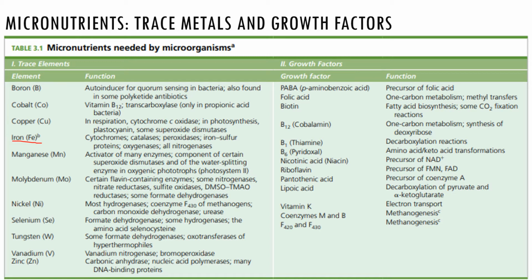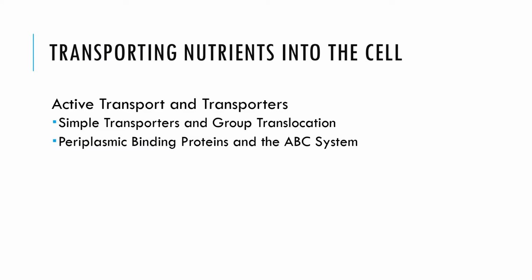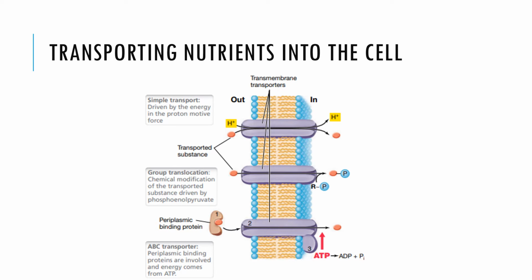If a cell is to grow and divide, it must take up its macronutrients and micronutrients from the environment. But this process is not as easy as it may seem, primarily because of the impermeability of the cytoplasmic membrane and the fact that the concentration of a given nutrient in the cytoplasm must often be much higher than its concentration in the environment. How are nutrients transported into the bacterial cell? In this section, we will discuss active transport and transporters, simple transporters and group translocation, periplasmic binding proteins, and the ABC system. The three classes of transport systems.